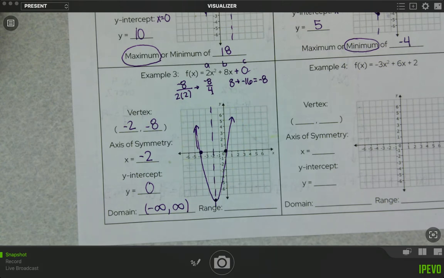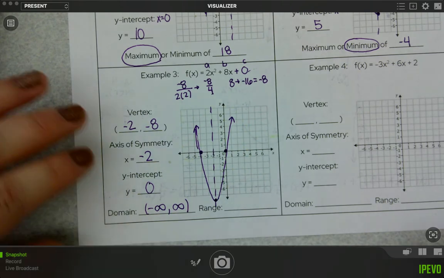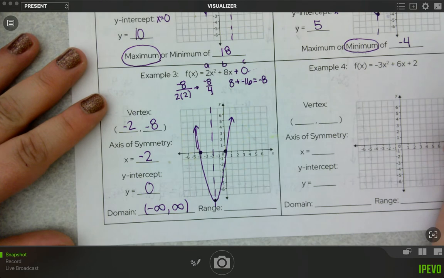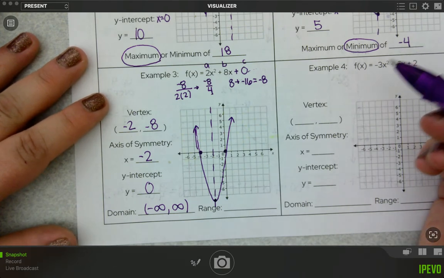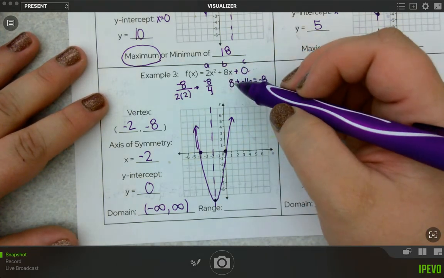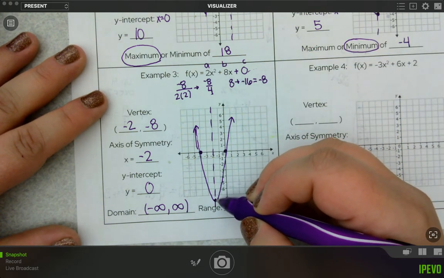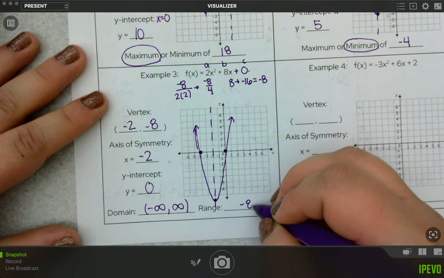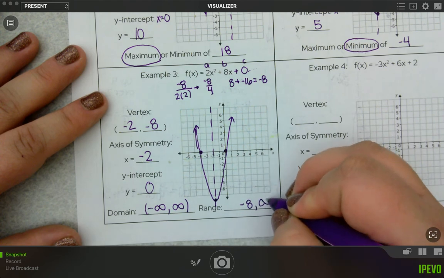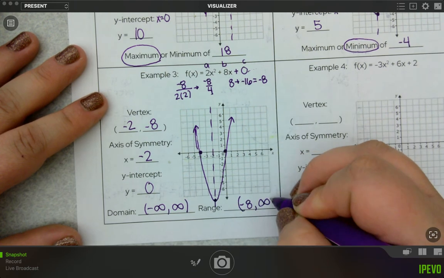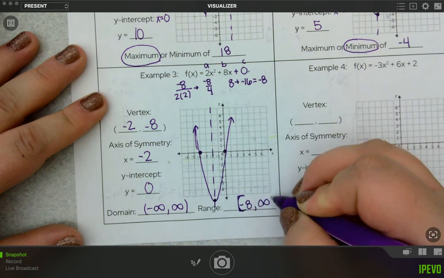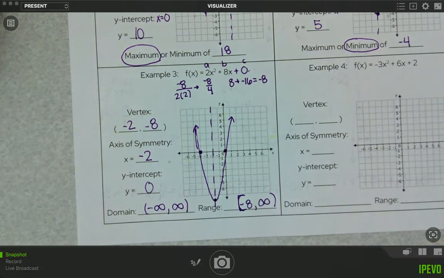The range is going to stop because when you square something, it only gives you positive numbers. So there's only going to be a certain number of values that it will give you as your answer. This one happens to stop at negative 8, and then it goes all the way up to infinity. And since that's a whole number, we're going to use a bracket.